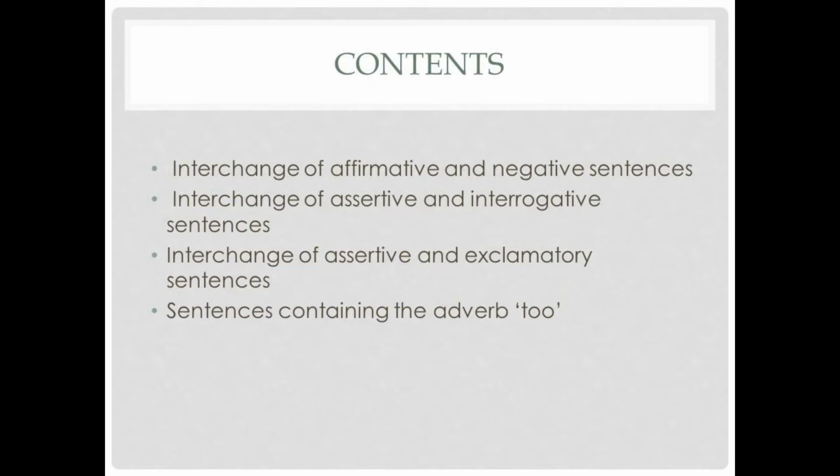There are 4 different types or ways of transforming sentences. As you can see on your screen, these are the 4 ways in which we will be interchanging the sentences. First, interchange of affirmative and negative sentences. Second, interchange of assertive and interrogative sentences. Third, interchange of assertive and exclamatory sentences. And the fourth one is where the sentence contains the adverb to.